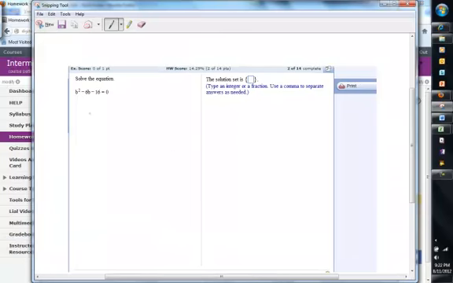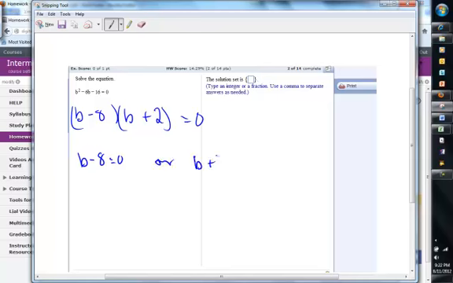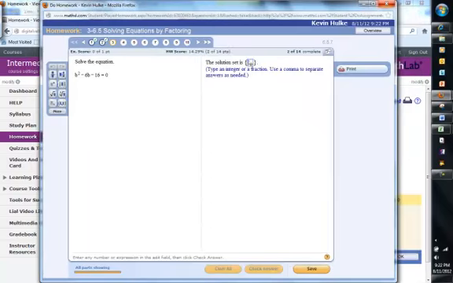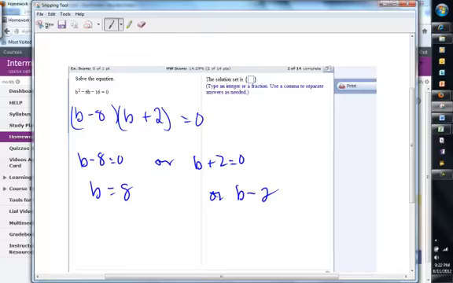Why don't we do it using the factoring method? b minus 8, b plus 2 equals 0, so either b minus 8 is 0 or b plus 2 is 0, which means b is 8 or b is negative 2. So we would write negative 2, comma 8 as our two solutions. Next one, pretty easy again.